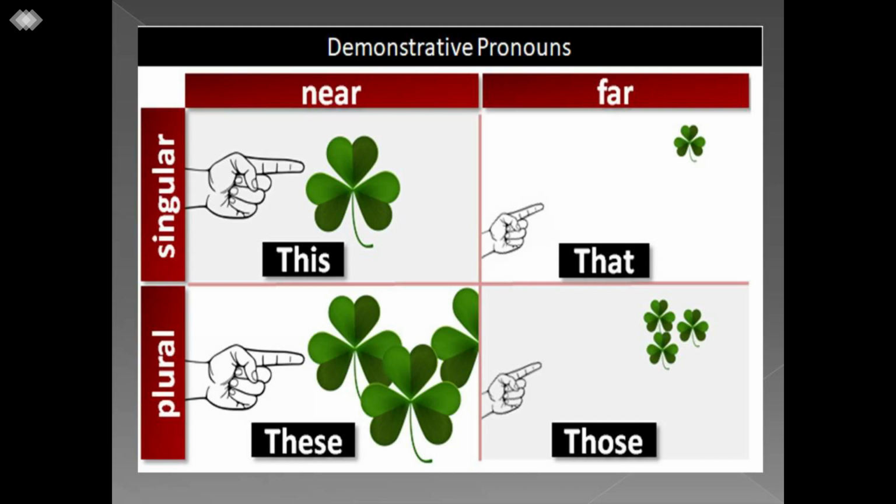Demonstrative pronouns have two forms, singular and plural. If we are talking about things which are near to us, we will use the word this. And if the things are far away from us, we will say that. When we are using the plural form, for things which are near to us, we will use these, and for things which are far from us, we will use those.